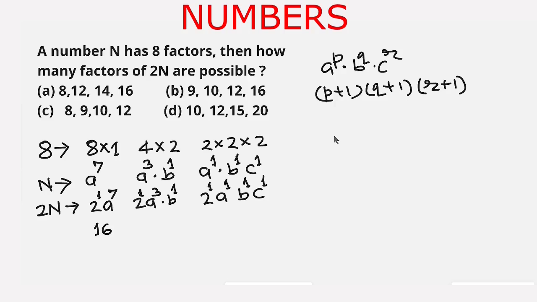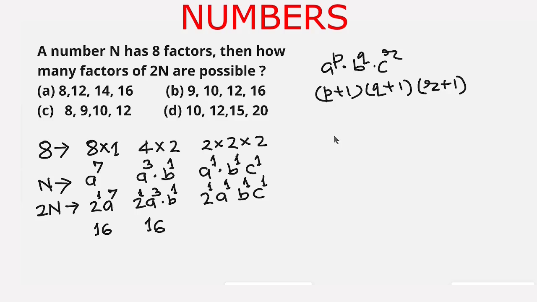If it is 2 to the power 1, a to the power 3 and b to the power 1, then the powers are 1, 3 and 1. So 1 plus 1 is 2, multiplied by 3 plus 1 is 4, multiplied by 1 plus 1 is 2. So it is 2 times 4 is 8 and 8 times 2 is 16.